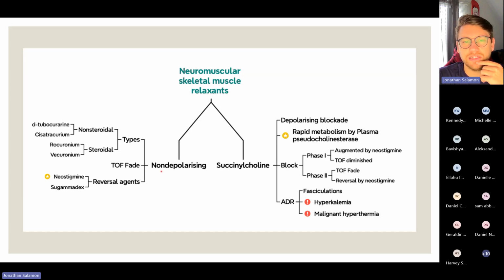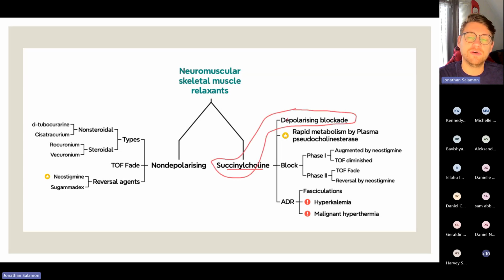Depolarizing versus non-depolarizing muscle relaxers, right? People will talk about that little chart with the impulses and the different phases. You would think they would test on this, but you don't see a whole lot. What's super duper important is that succinylcholine is your depolarizing drug, and pseudocholinesterase is what breaks it down, right? This is really important. Please know that.